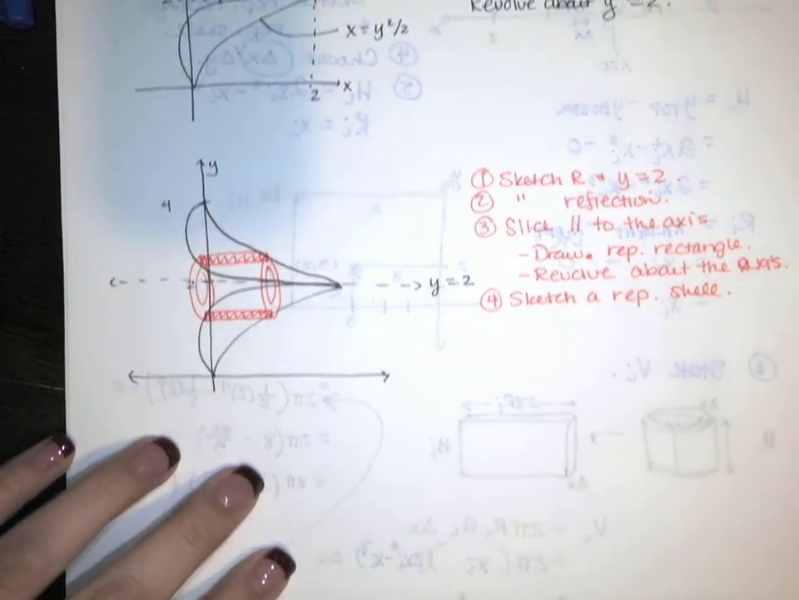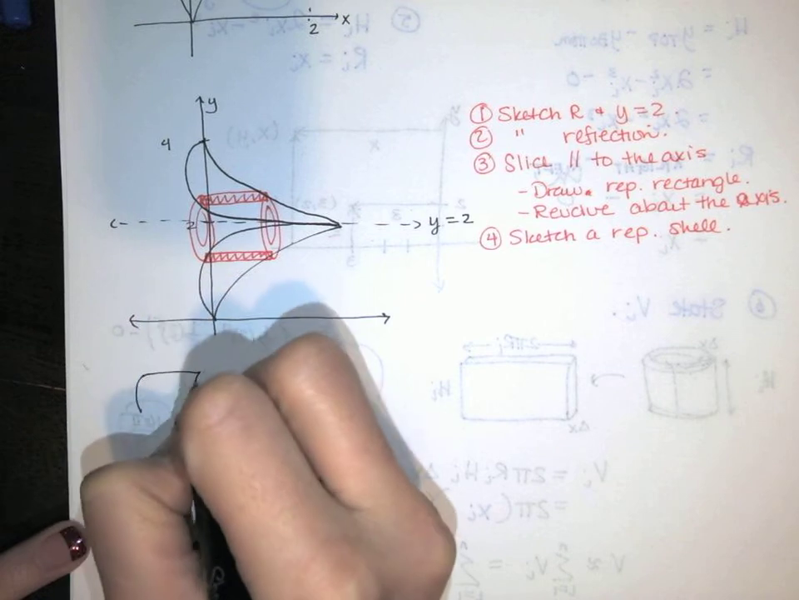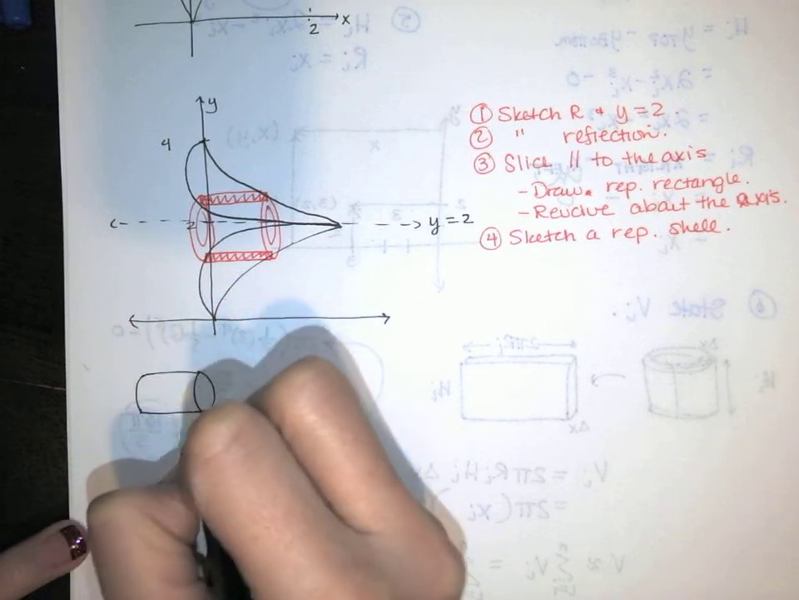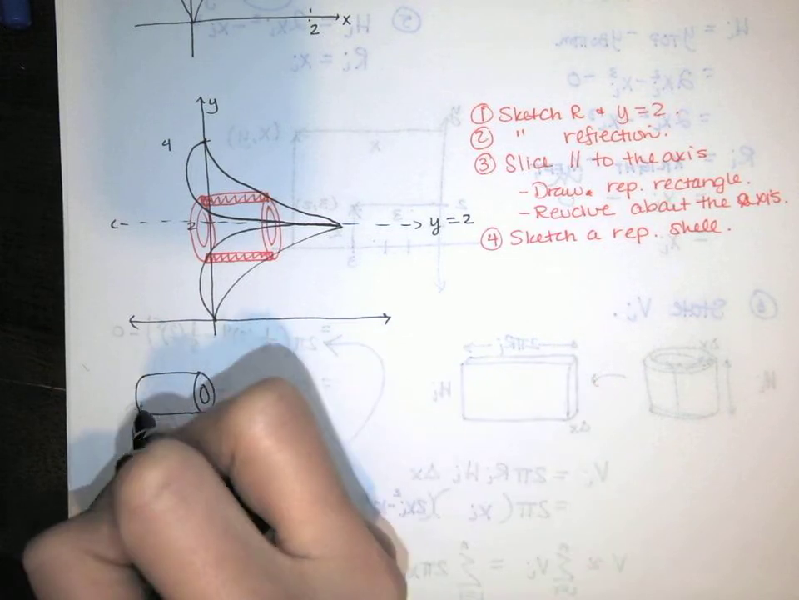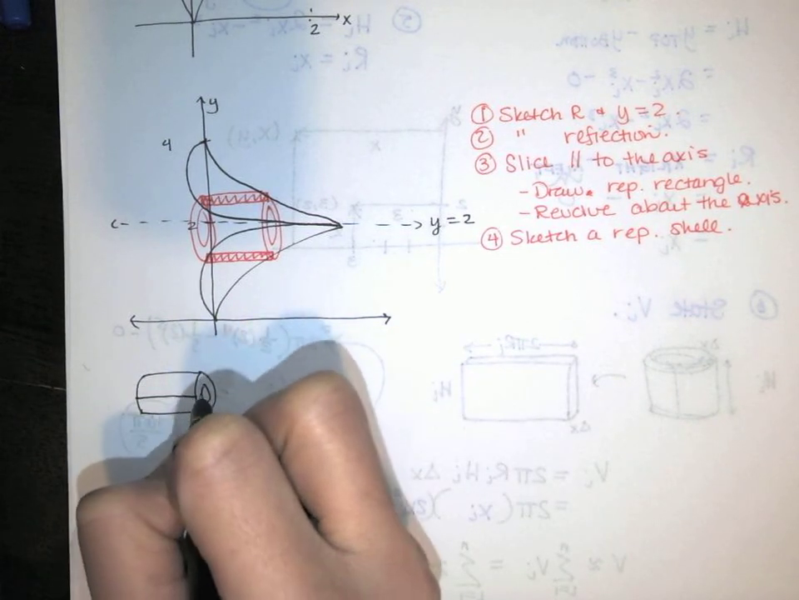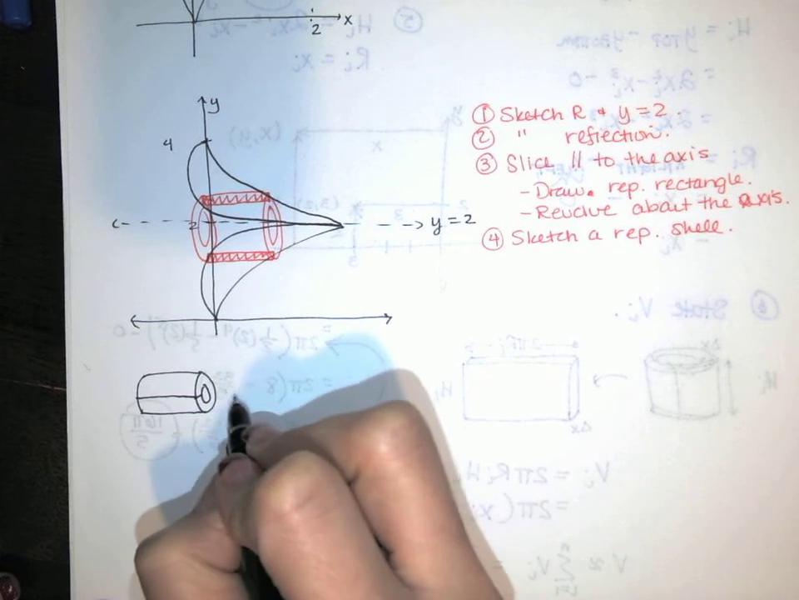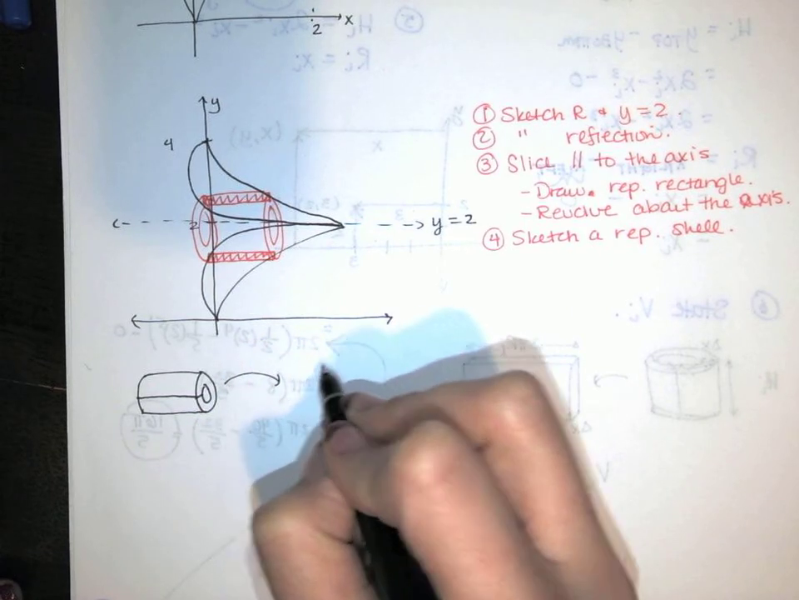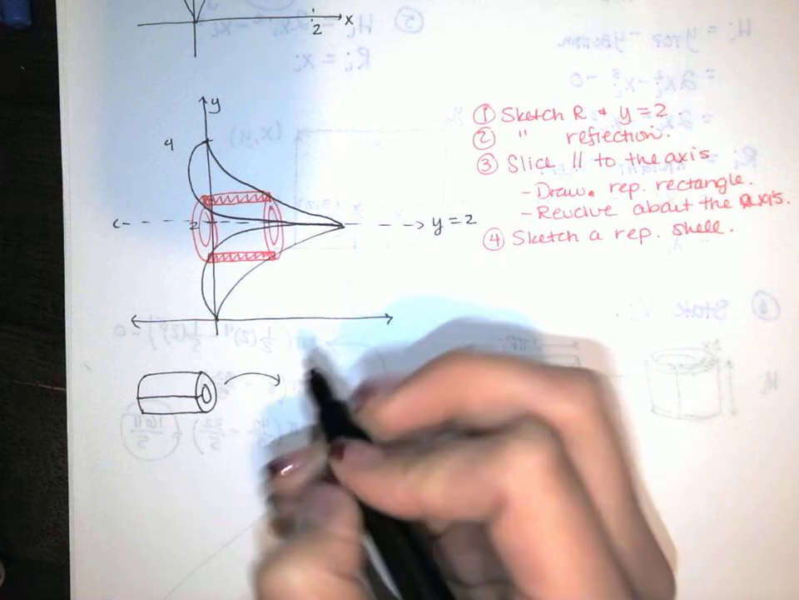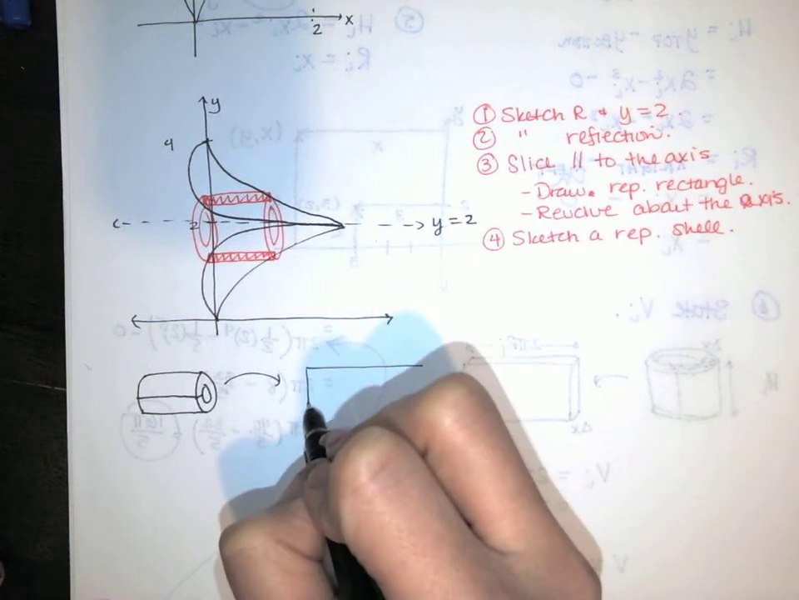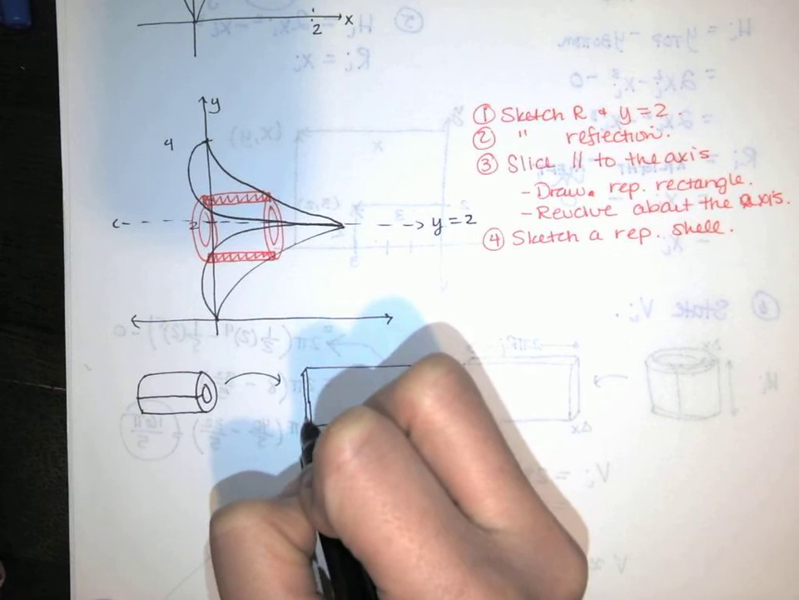Okay. So now I want to take my shell and find its volume. So I'm going to slice it down one side, like it's a seam on a can of beans, and I'm going to unfold that. I could unfold it this way, but I'm going to unfold it and rotate it so it's still like this. That's how I'm used to seeing it.